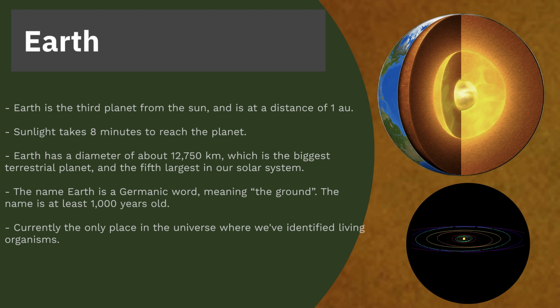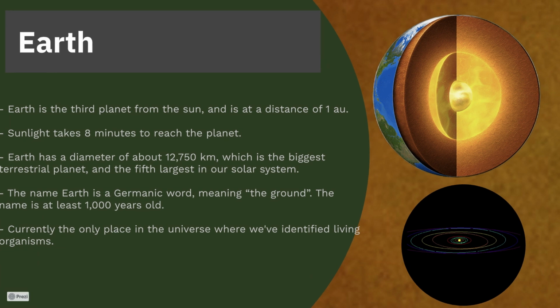Unlike the other planets in our solar system, which are named after Greek and Roman gods and goddesses, the name Earth is a German word which simply means the ground. The name is at least 1,000 years old. While the hunt for life beyond Earth continues, for the time being, our home planet remains the only place in the universe where we've identified living organisms.